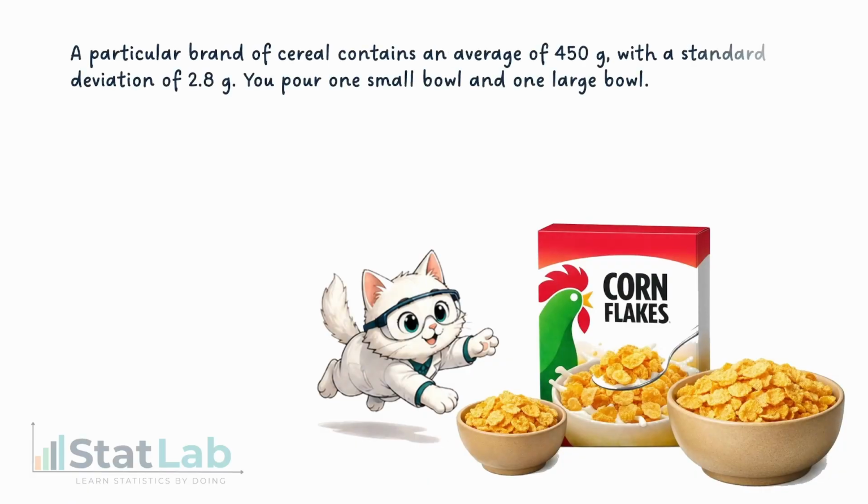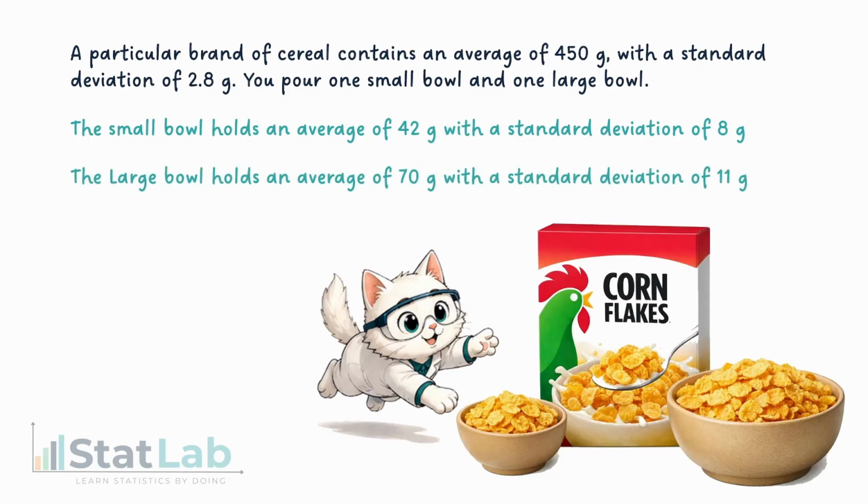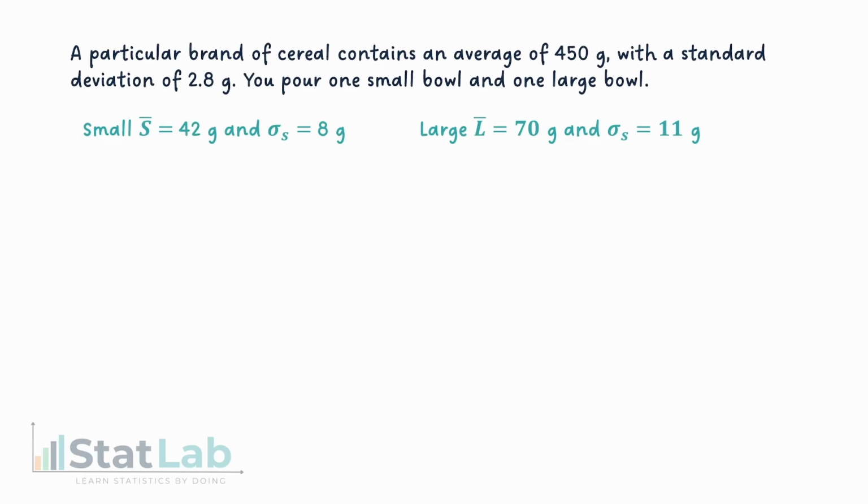A particular brand of cereal contains an average of 450 grams with a standard deviation of 2.8 grams. You pour one small bowl and one large bowl. The small bowl holds an average of 42 grams with a standard deviation of 8 grams, and the large bowl holds an average of 70 grams with a standard deviation of 11 grams. So we have our two means and our two standard deviations. The small is a 42 gram mean with a standard deviation of 8, and the large one is a 70 gram mean with an 11 gram standard deviation.